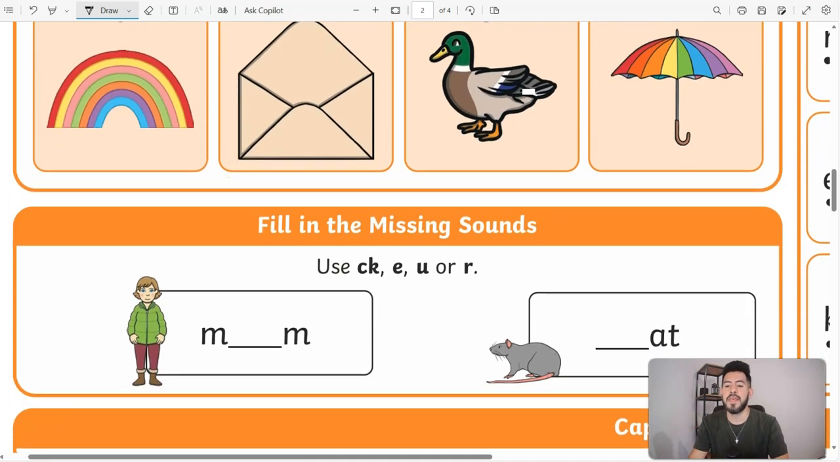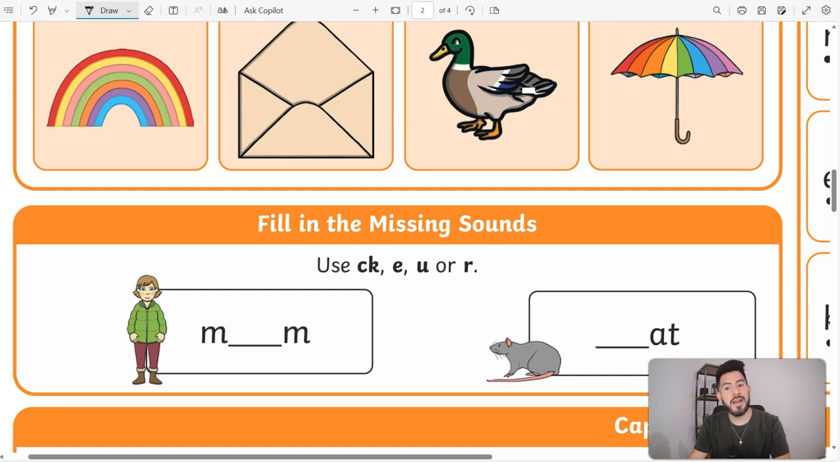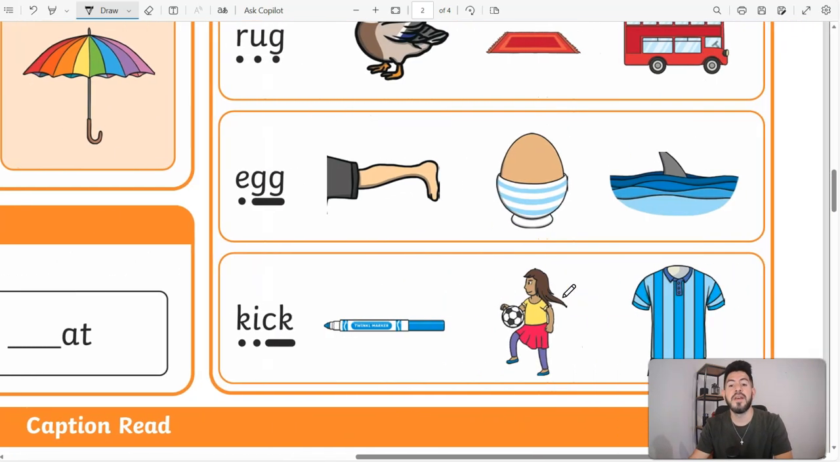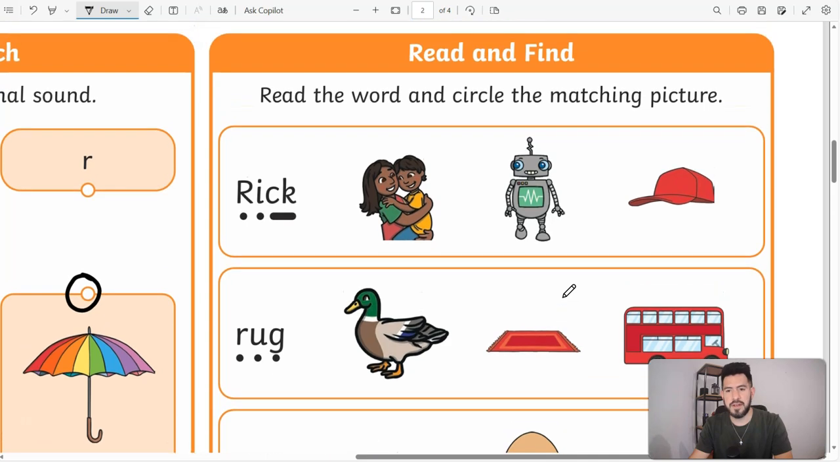Okay? Then, again, a missing sound activity. This woman here is mum, mum. And this animal right here is a rat, rat. So please write the missing sound. After that, we have a read the word and circle the correct picture activity.